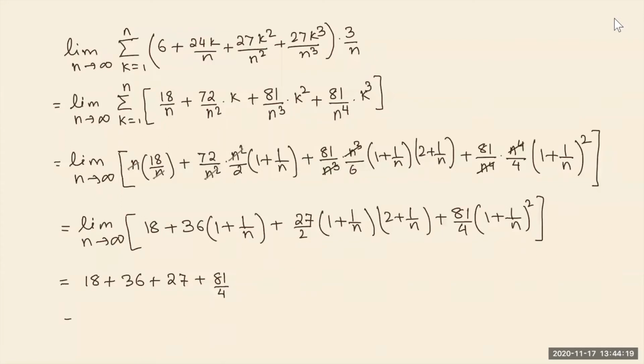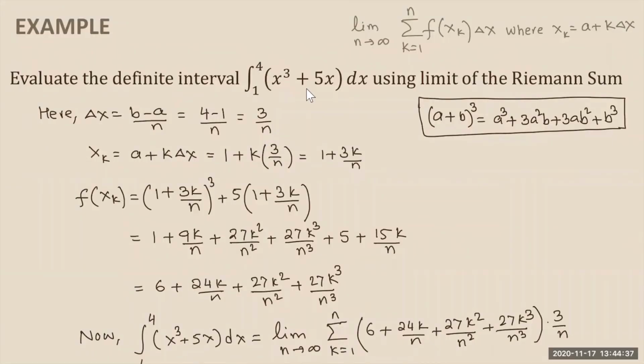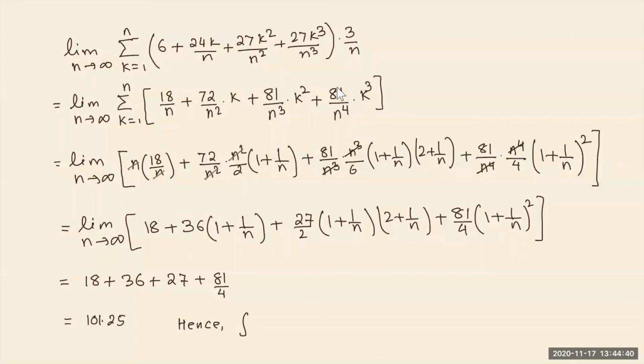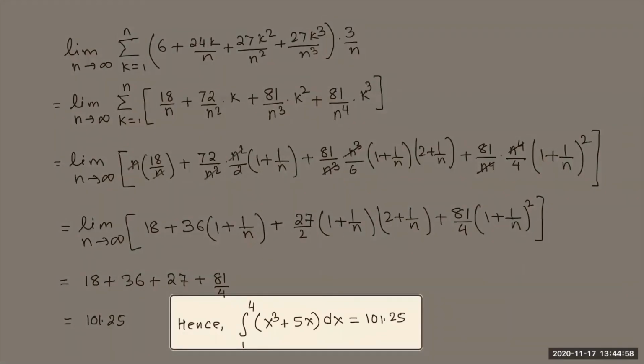By using a calculator, or by simplifying this even without a calculator, we get 101.25. So that is the exact value of the definite integral. Hence the integration, if you look at that question there, the integration from 1 through 4 of x cubed plus 5x with respect to x is equal to 101.25. So this is how we can use the limit of the Riemann sum to get the exact value of the definite integral.